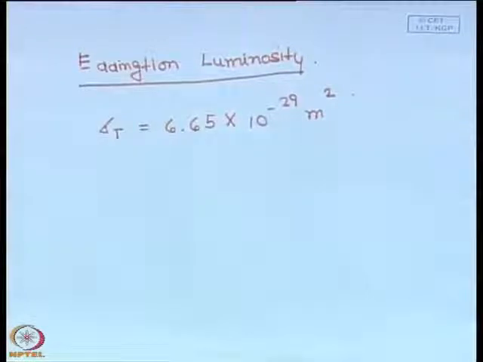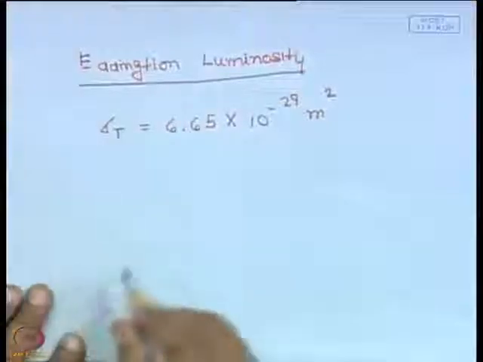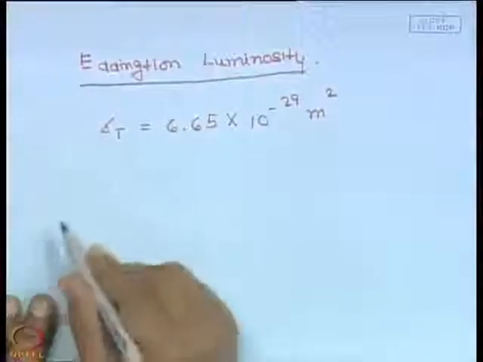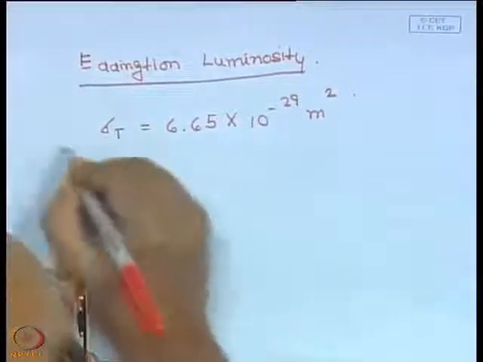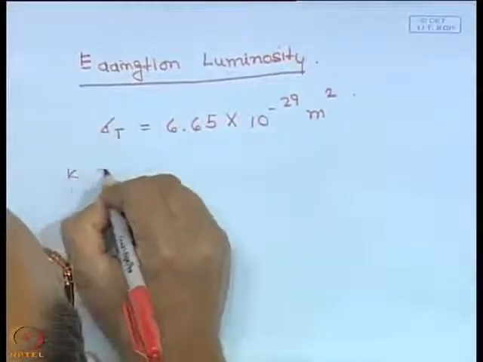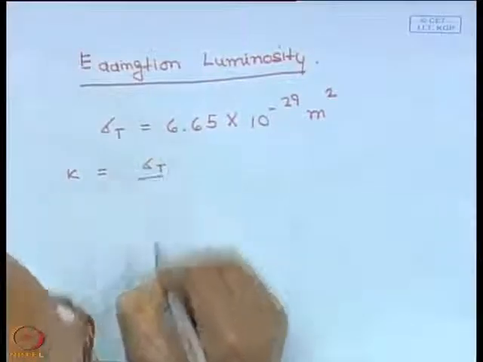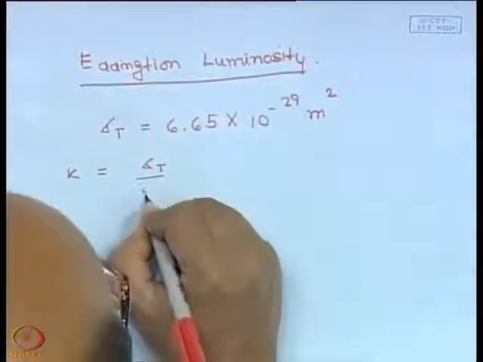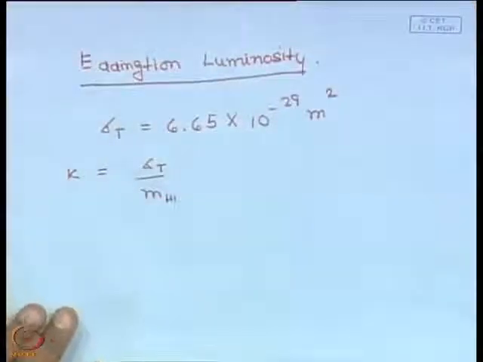It has a value given over here, it is in meter square, and so this is for an individual atom. So, the absorption coefficient per unit mass is going to be kappa is equal to sigma_T, the Thomson scattering cross section, by the mass of one hydrogen atom. That is a lower limit to the value of kappa, the mass absorption coefficient, that you can have. It can be more, there could be other processes, but this much is going to be there. So, now we have a lower limit to the mass absorption coefficient.